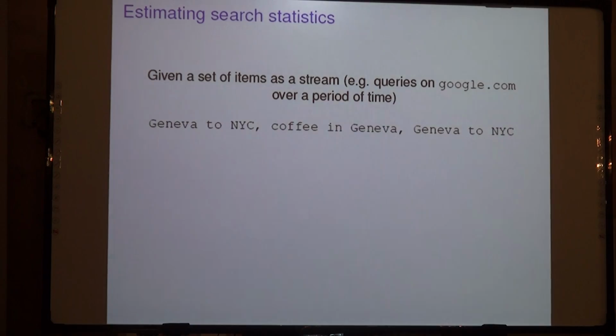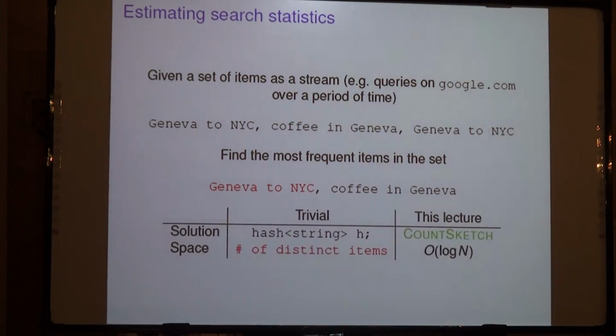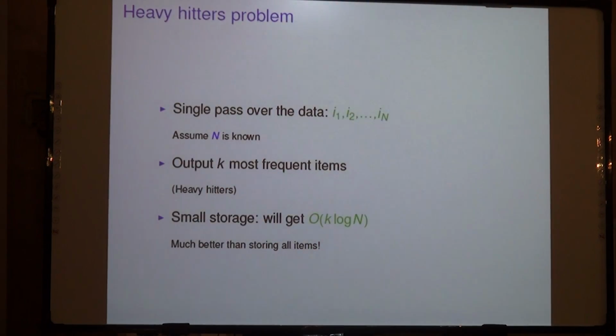Again, the same motivation for estimating search statistics. If you have search queries on Google, you want to know what is the most popular query, or what are the top few most popular queries. And count sketch will solve this problem quite efficiently for small k. Okay, good. So this is what we want. Does anyone have any questions about the goal?